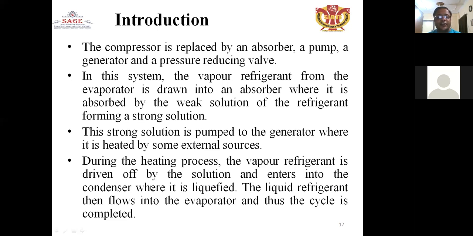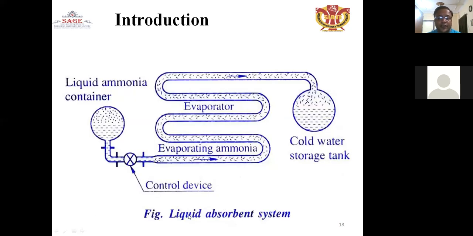The liquid refrigerant then flows into the evaporator and thus the cycle is completed. In this diagram, the liquid absorbent system will be clear, in which the cold water storage tank, evaporator device, evaporating ammonia, control device, liquid ammonia container, and the flow circuit diagram are given here.